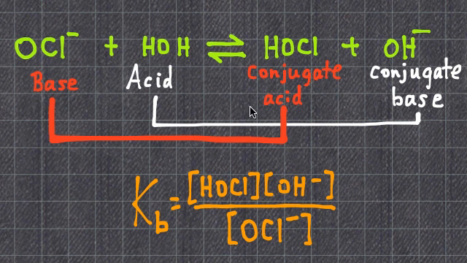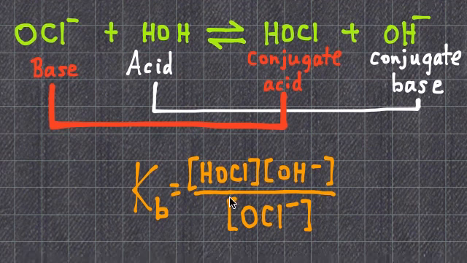But anyways, the base becomes a conjugate acid. There's the acid part of it. And the acid becomes a conjugate base. I pair them up like that. Leave the water out of the constant equation.